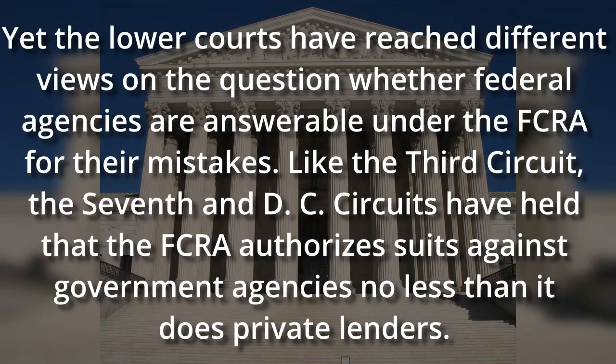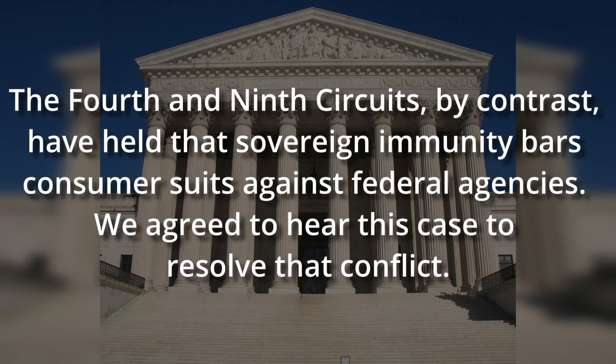Now, that hasn't stopped federal courts at all levels from pretending they do. Rather, courts have argued about whether or not Congress had waived said immunity in the Fair Credit Reporting Act. Yet the lower courts have reached different views on the question of whether federal agencies are answerable under FCRA for their mistakes. Like the Third Circuit, the Seventh and D.C. circuits have held that FCRA authorizes suits against government agencies no less than it does private lenders. The Fourth and Ninth Circuits, by contrast, have held that sovereign immunity bars consumer suits against federal agencies. We agree to hear this case to resolve that conflict.